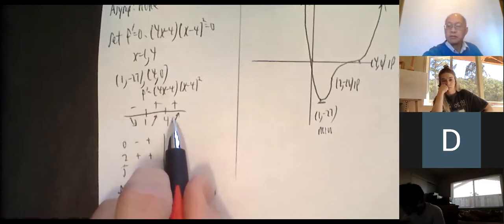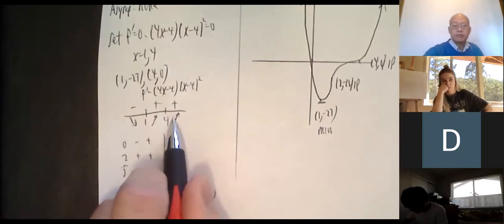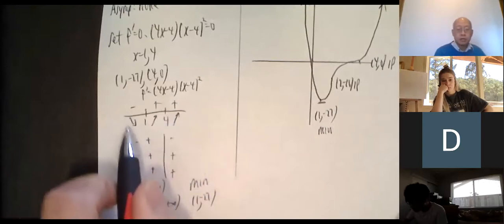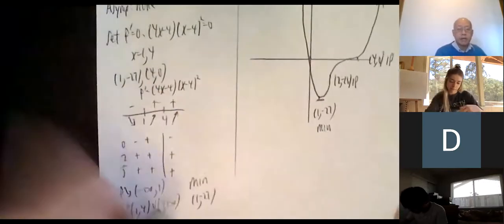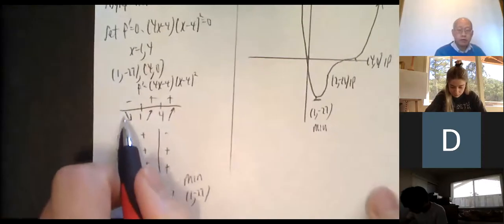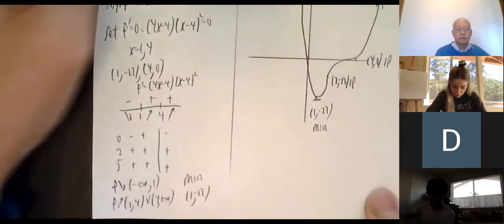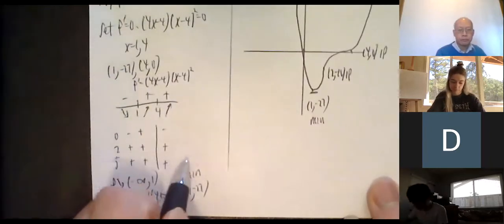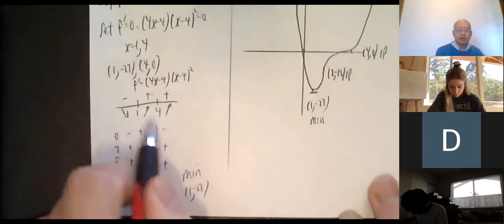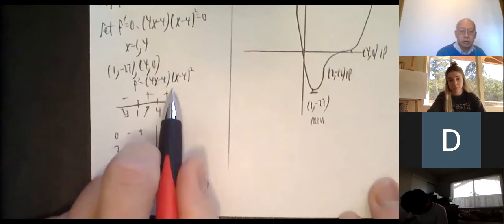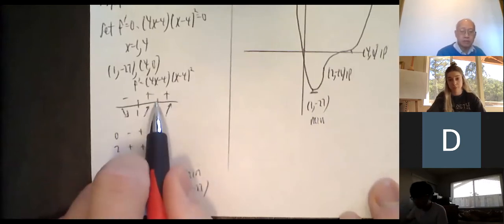Okay. That's what I have. So what does that mean about x equals 1? If your roller coaster goes down, then it goes up, I have a minimum. How about at x equals 4? It goes up, and then it still goes up. That means you don't have either a maximum or minimum.